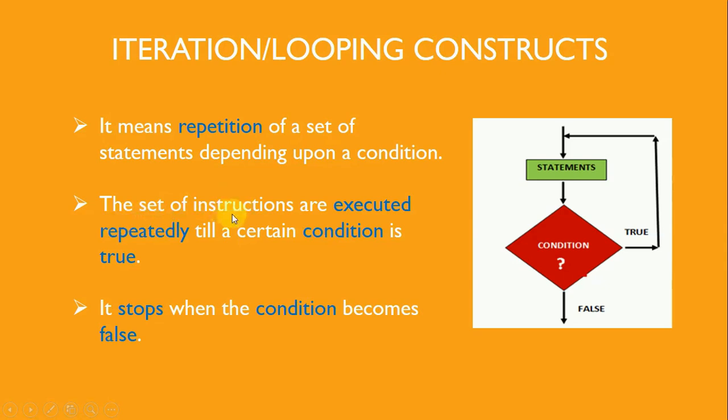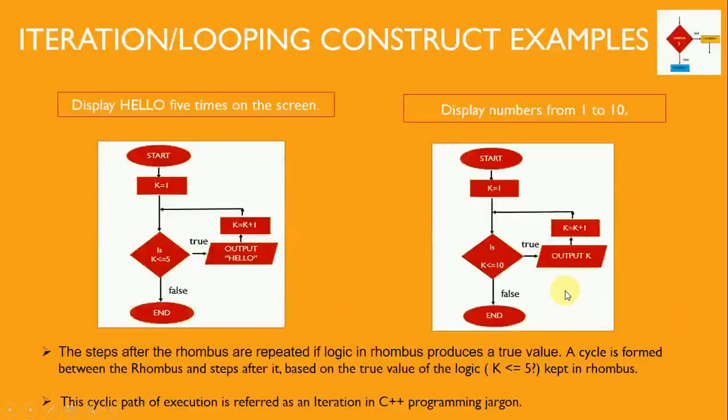So the set of instructions is executed repeatedly till a certain condition is true, and it stops when the condition becomes false. You can see here, this set of statements is executed repeatedly again and again till this specific condition becomes false, and when it becomes false, it follows this path. So let us take a few examples.